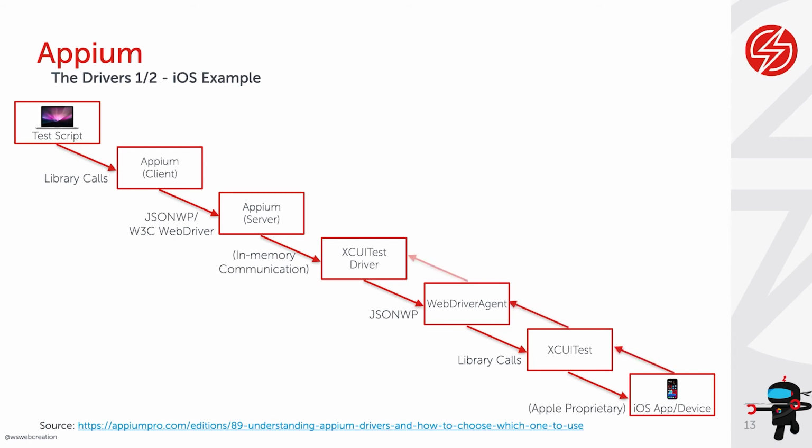It will go back from the device to XCUITest, WebDriver agent, the driver, server, client, and then into your script. And then you know if the click succeeded, or if you wanted to get the text to do an assertion, you can then verify if the assertion was correct, yes or no, based on the text that you would get back from the Appium driver. So now we know this is only for iOS.